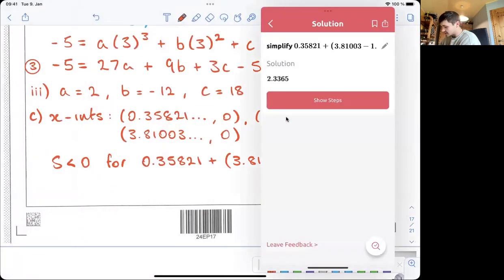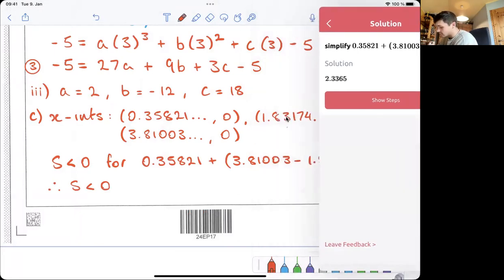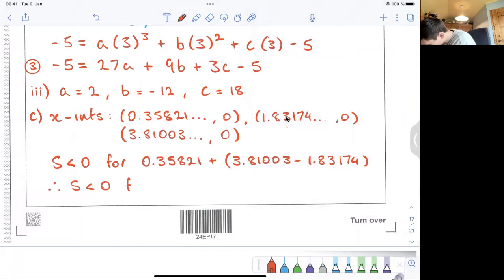2.3365 years. In conclusion, we'll round that to 3 significant figures. Therefore, S is below 0, aka they are in debt. The student is in debt for 2.34 years. Cool, and there is the answer to part C.